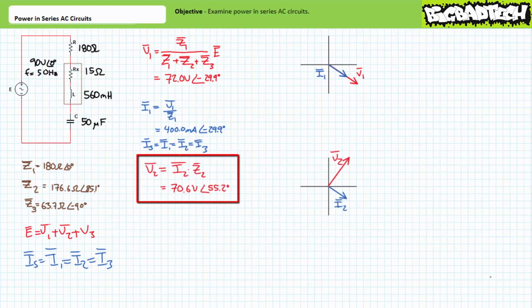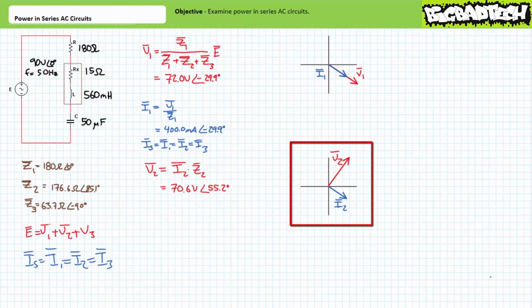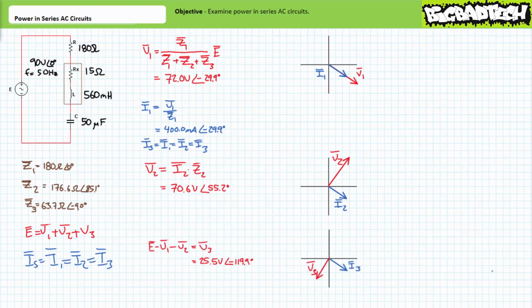An Ohm's law manipulation demonstrates that the voltage across the second element is approximately 70.6 volts at an angle of 55.2 degrees. The phasor diagram illustrates that current through the second impedance appears to lag voltage across it by approximately 85.1 degrees. Finally, given we know the source voltage and have solved for the voltage across element 1 and element 2, an algebraic rearrangement of the Kirchhoff's voltage law equation, solving for V3, demonstrates that V3 has a value of approximately 25.5 volts at an angle of negative 119.9 degrees.